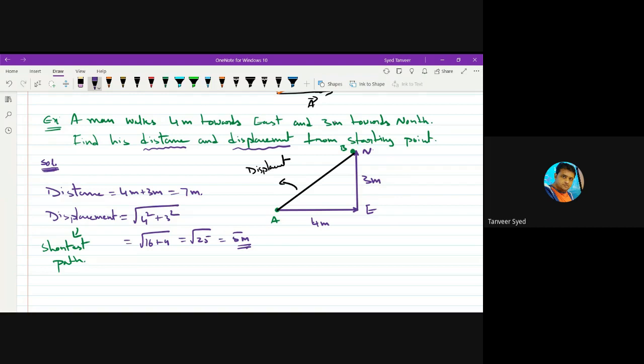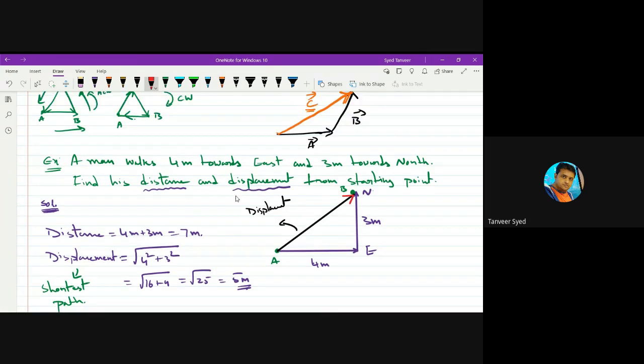And what is the direction of this displacement? Direction of this displacement, it is from A to B. So it is this, A to B. And this is what is triangle law. This is what triangle law says.